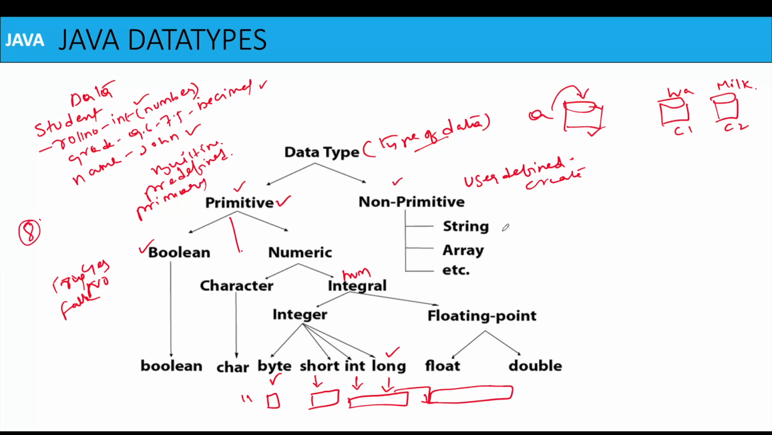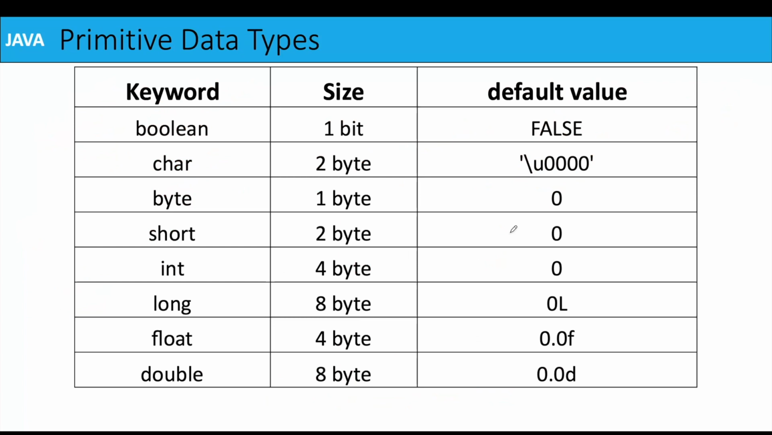Non-primitive data types are those created by the user, like strings and arrays. Further we have so many, and all these come under non-primitive data types. So I hope you understand what a data type is specifically, what the types of data types are, and how they are used. Let us go and see in detail the sizes and default values.